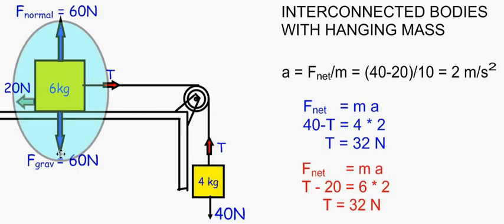As before, we can look at a free body force diagram for the 6 kilogram mass. In this case, the net force will be the tension acting to the right minus 20. Remember, the normal and the gravitational forces balance out. And so T minus 20 is the net force, and that net force is acting on the 6 kilogram mass. So it is equal to m, which is 6, times the acceleration of the 6 kilogram mass, which we found to be 2 meters per second squared, thereby also leaving a tension force on the rope of 32 newtons.